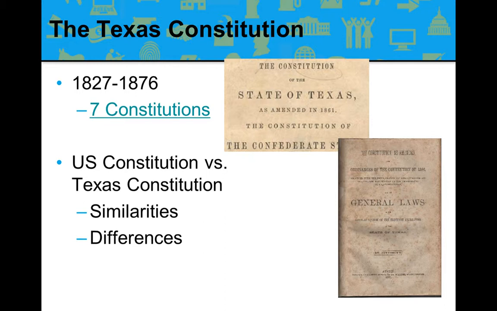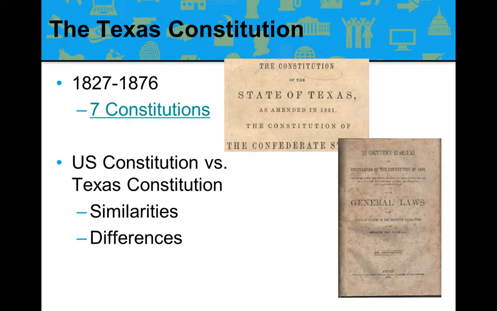So let me just say a few things about how these documents are similar. One similarity is that the Texas Constitution provides for 3 branches of government, just like the U.S. Constitution. We have a legislative branch in the state of Texas, we have an executive in the form of a governor, and we have a judicial branch. One difference is that in our Texas Constitution, we provide for 2 top judicial courts. So instead of having one Supreme Court, the state of Texas has 2. One is called the Texas Supreme Court, and the other is called the Court of Criminal Appeals.